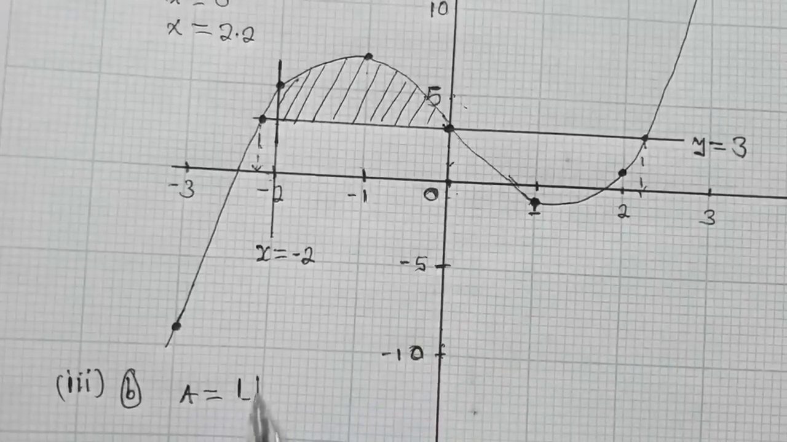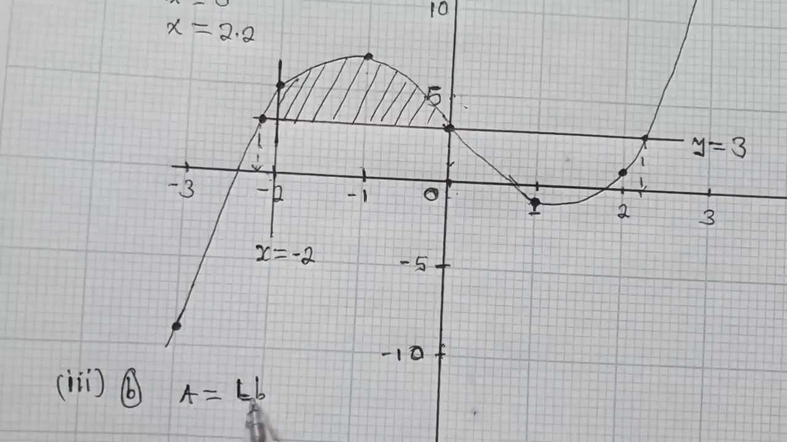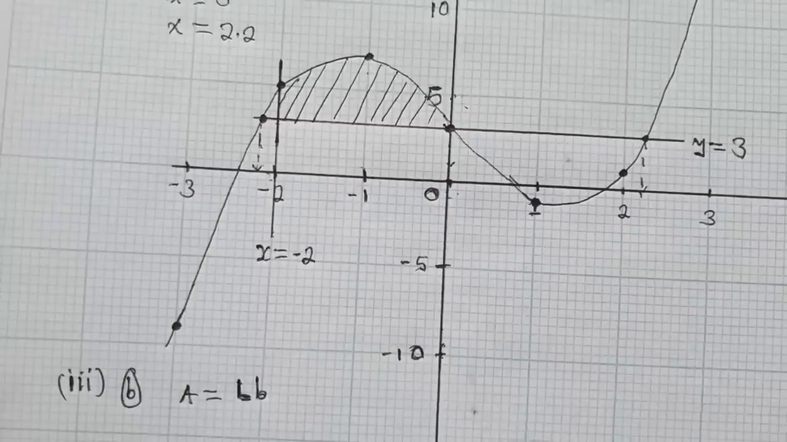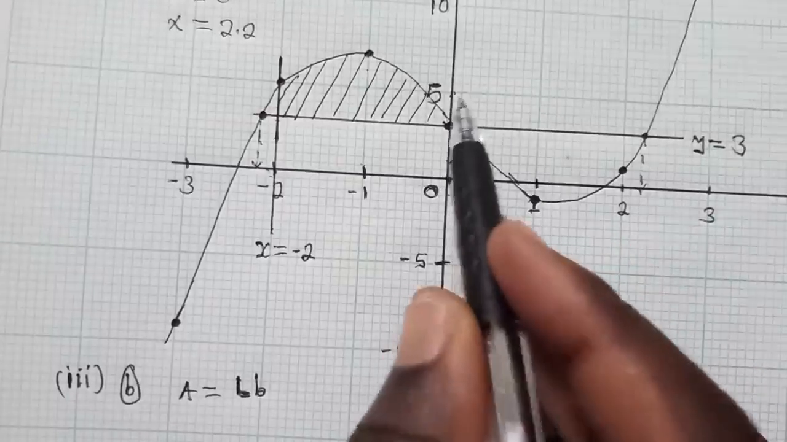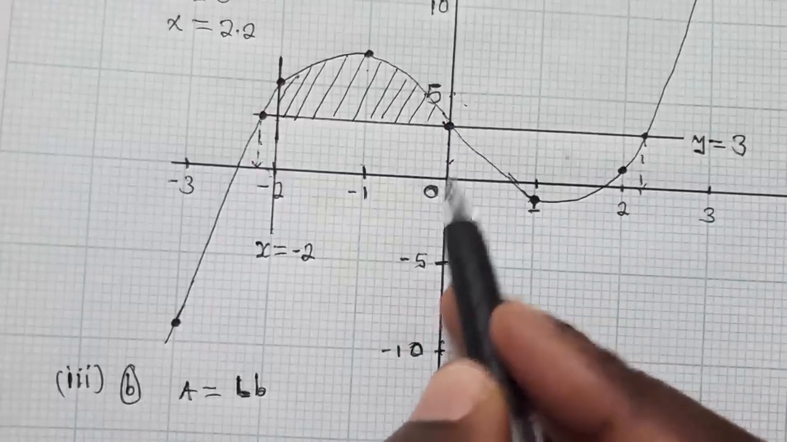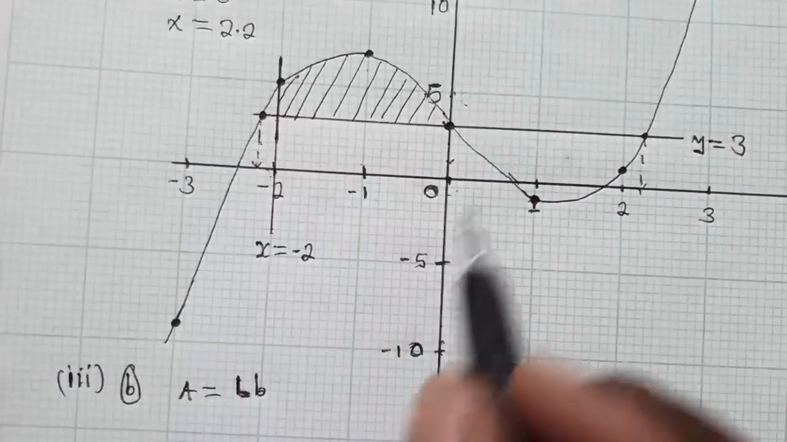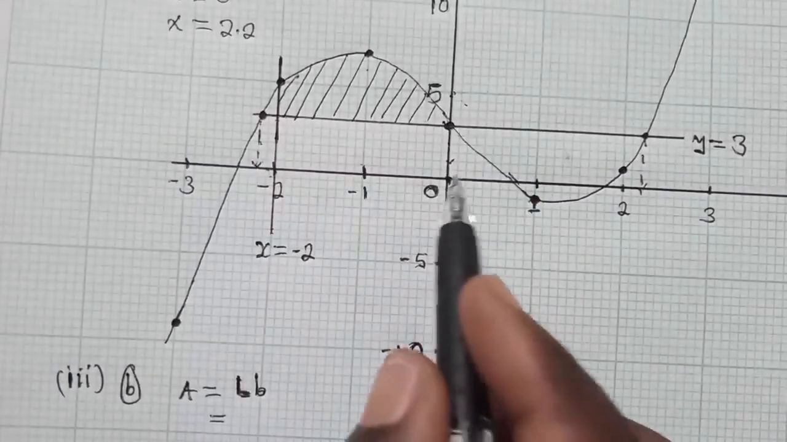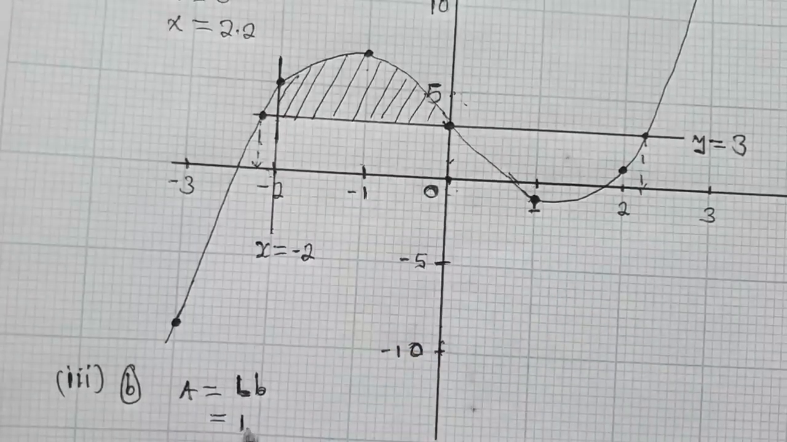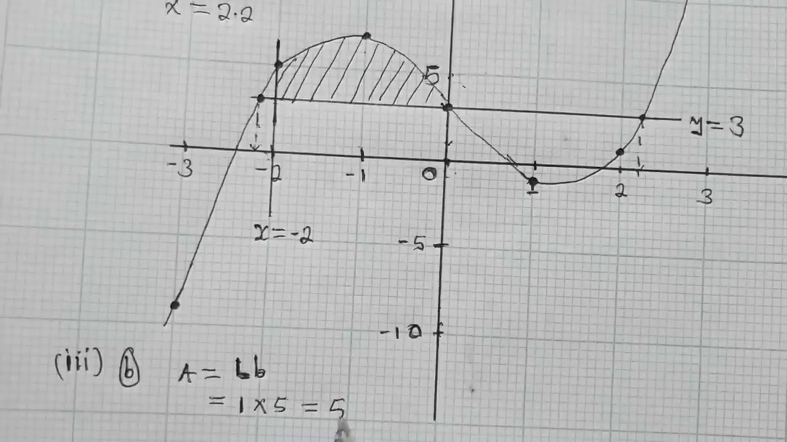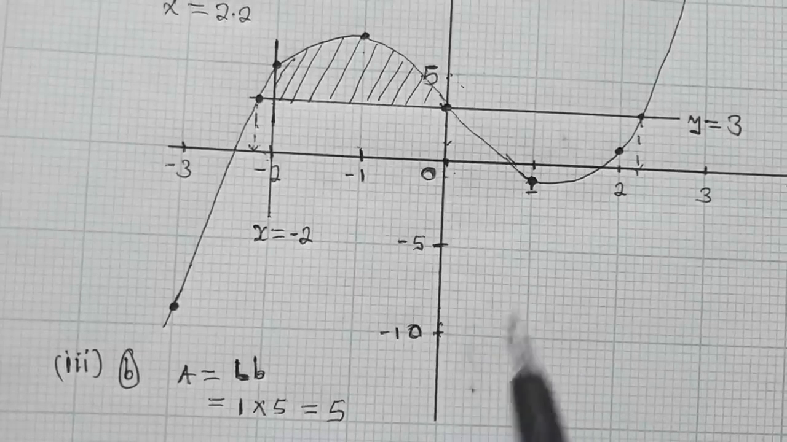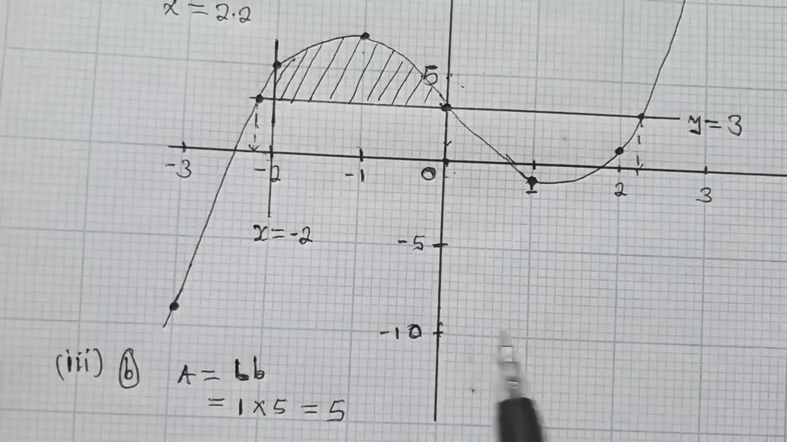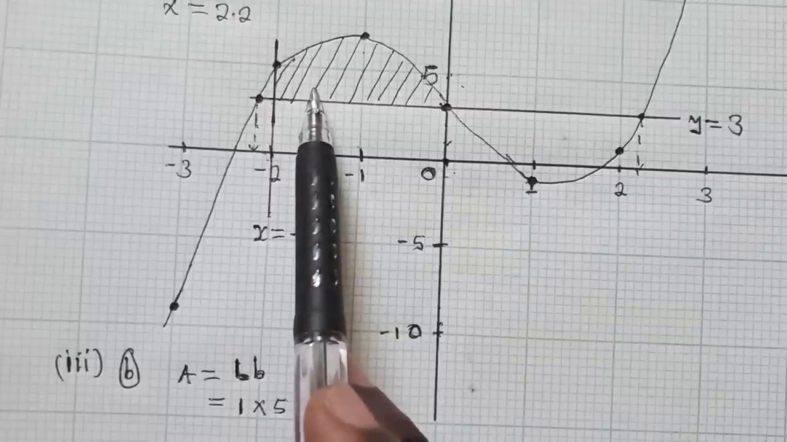So rectangle, it's L times B. So now if I check what is my length over these big boxes, from here to here, it's 5. Okay. And from here to here, it's 1. So it will be 1 times 5, which is equal to 5. So this is the area of each box, each rectangle, this bigger rectangle. So after doing that, we go to the shaded region.